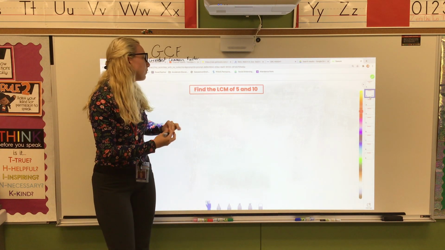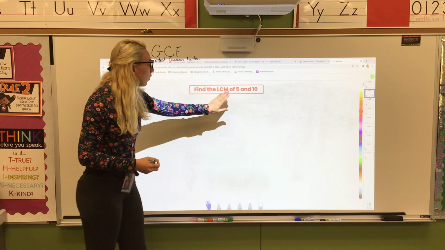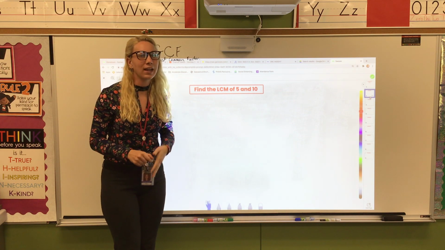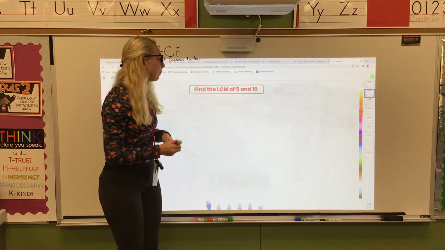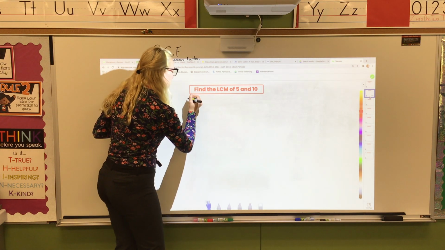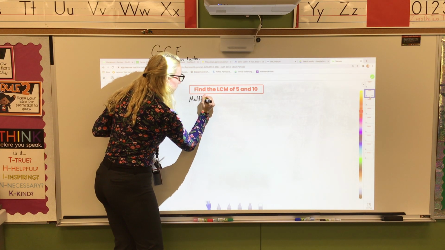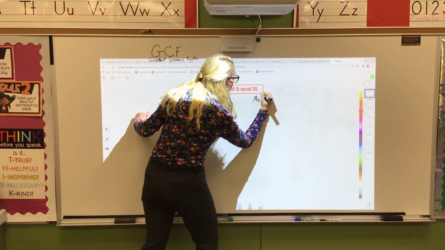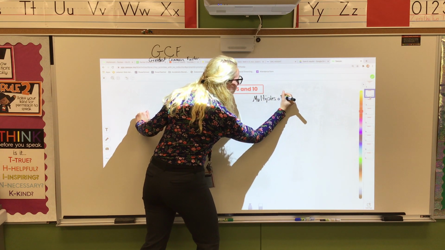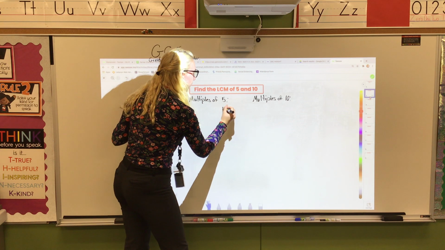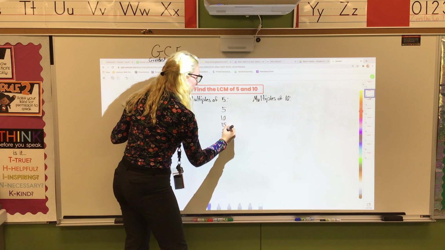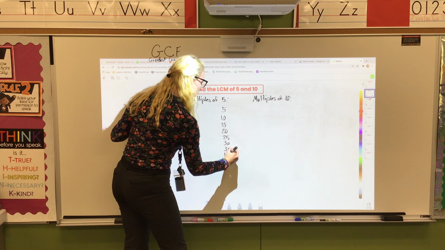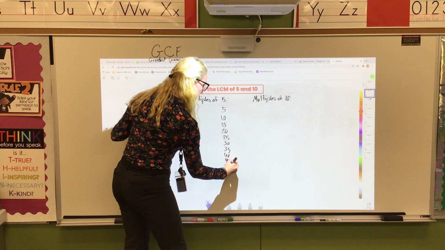Now, we are going to find the LCM, the least common multiple, for 5 and 10. Which means I need to find the multiples of 5 and 10 in order to find the least common multiple. All right, so I'm going to start making my multiples. We're going to do multiples of 5. And then over here we'll do multiples of 10. So 5 first. We got 5, 10, 15, 20, 25, 30, 35, 40, 45, 50.